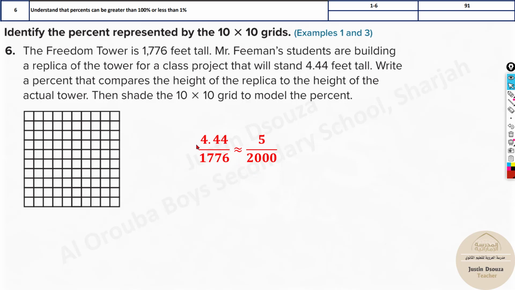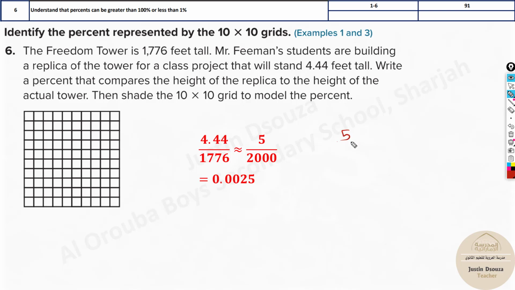How you can approximate is, instead of 4.4, we can take 5 as a whole number. And instead of 1,776, you can take a 2,000 value. And now solve it. It's much easier because now we can understand it's 0.25, 0.0025, sorry. Why? Because here 5 by 2 is 2.5, and how many zeros are there? Wait, I'll just tell you how to do this.